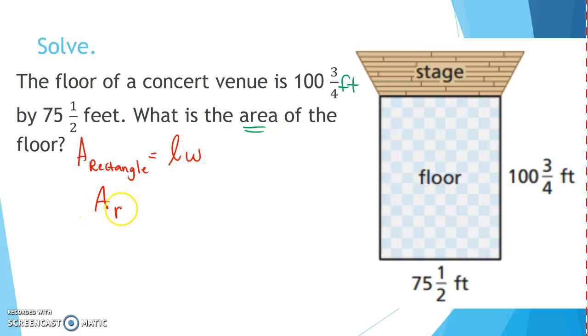So the area of this rectangle is going to be 103/4 multiplied by 75.5. So we're going to get some big numbers here, but we're going to first change our mixed numbers into improper fractions.